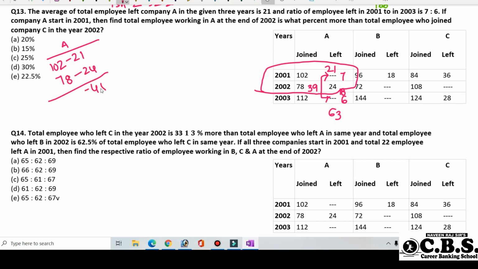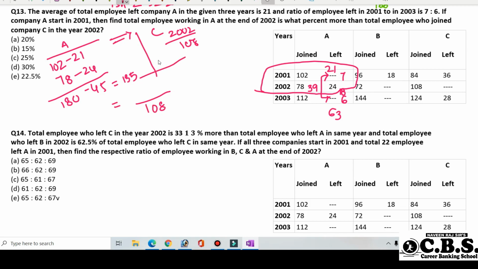Okay, 180 minus 45. 180 minus 45 gives how much? 135. And this is compared with which value? C value. C value in which year? 2002. How many are there? 108. So there are 108.